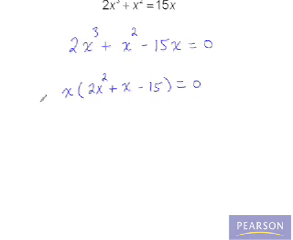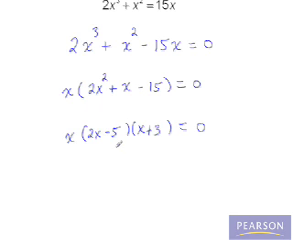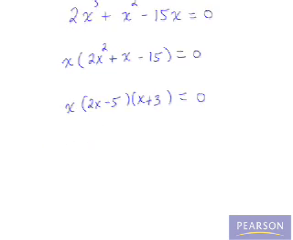And it turns out that our quadratic factor, the 2x squared plus x minus 15, can be factored further. So we'll bring along the x, and our quadratic factor can be factored further into the quantities 2x minus 5 times x plus 3. So these two guys here, when we multiply them together, we get this one, and then we have our original factor of x that we brought out at the beginning.